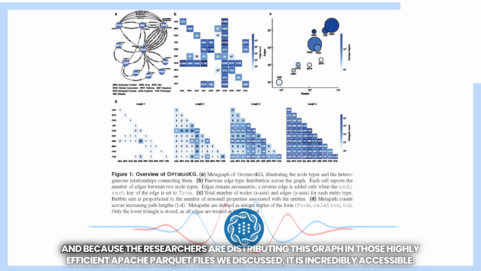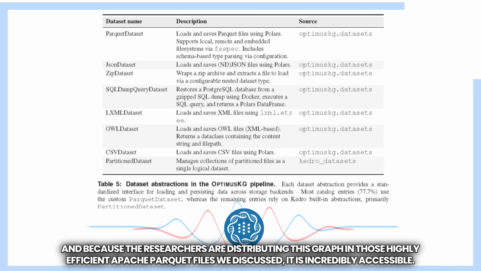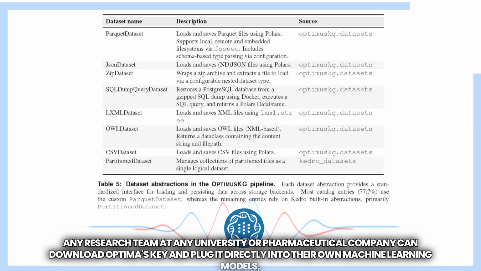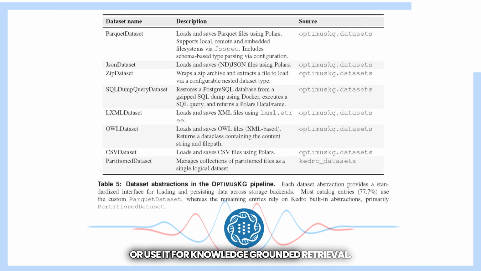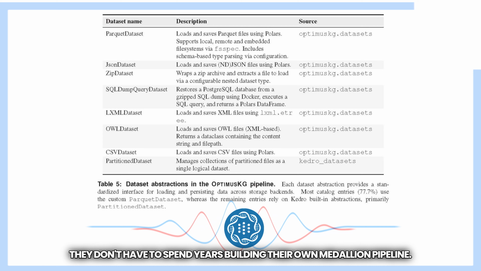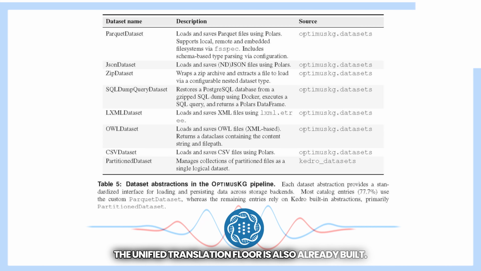And because the researchers are distributing this graph in those highly efficient files we discussed, it is incredibly accessible. Right. Any research team at any university or pharmaceutical company can download OptimusKG and plug it directly into their own machine learning models or use it for knowledge-grounded retrieval. That's amazing. They don't have to spend years building their own medallion pipeline. Yeah. The translation floor is already built.